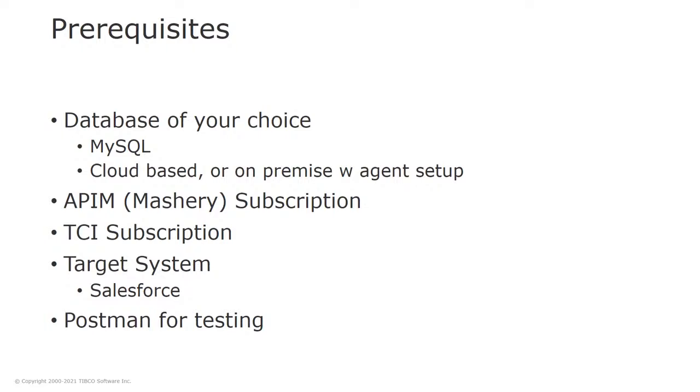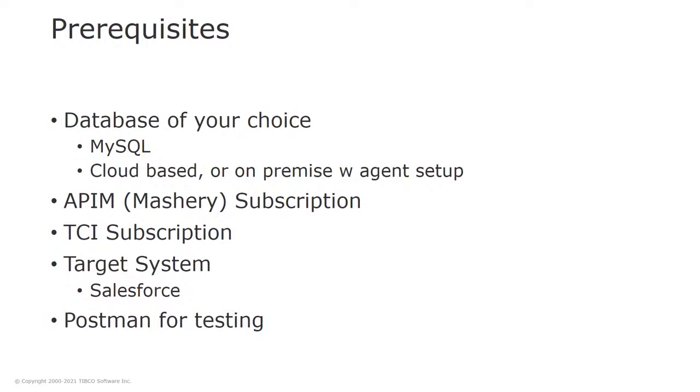If you're using an on-premise setup, you would need to install an on-premise agent for TCI Connect, as well as a hybrid agent for Flogo if you're going to use something that was behind your firewall. It's slightly different configuration and setup there, but the integration and the architecture is pretty much the same. Of course, you need a subscription to Mashery in order to be able to access your API management, and you'll need your TCI subscription to be able to use Flogo and Connect.